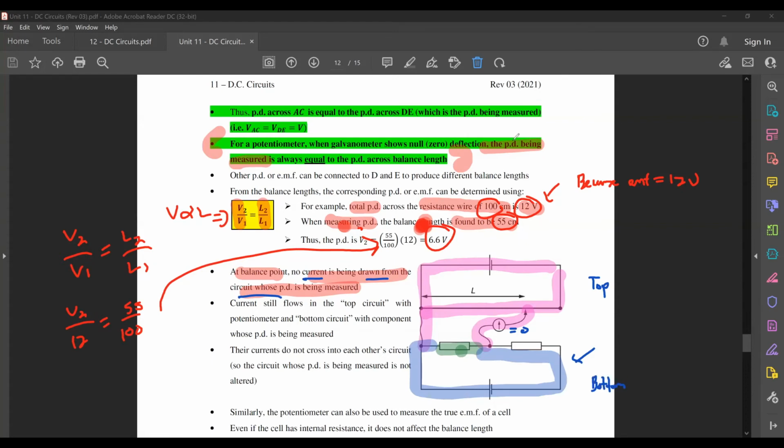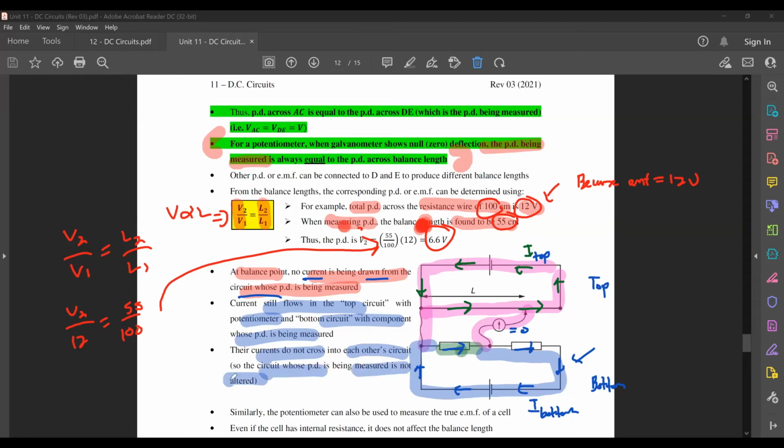Now, there's a top circuit here and there's a bottom circuit here. Both can have current flowing, but the currents do not mix with each other. They do not cross with each other. You see this one here, the potentiometer has its own current, I. The bottom circuit here also has its own current, I. Let's just say that this is I top, this is I bottom. Current will still flow in the top circuit with potentiometer, and also the bottom circuit with the component whose PD is being measured, but their currents do not cross. So the circuit whose PD is being measured is not being altered.